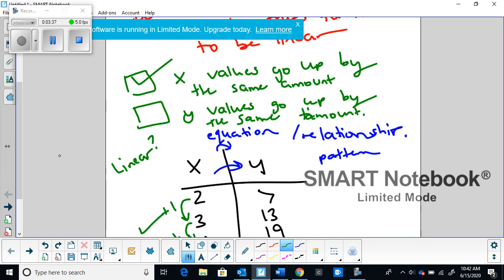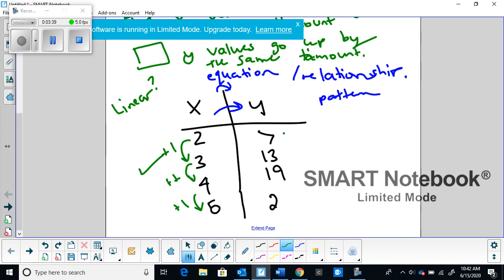And now, are the y values going up by the same amount? Well, how much are the y's going up by? This one's going up by 6. This one's going up by 6. This one, from 7 to 13, was also 6. And this one's going up by 6. Perfect. So the y values are also going up by the same amount.